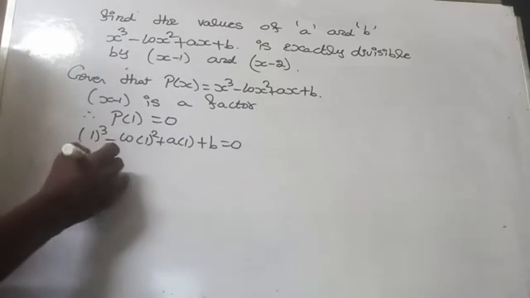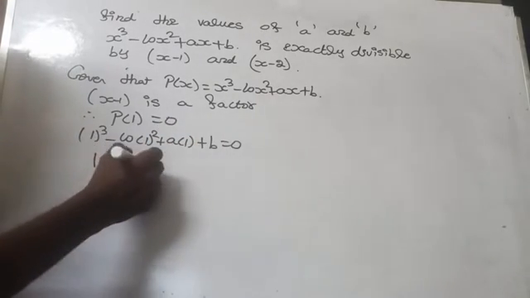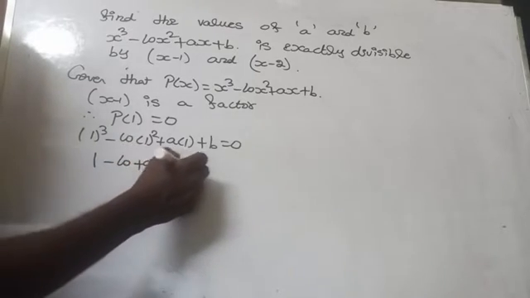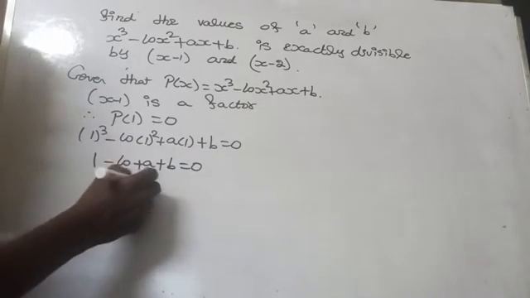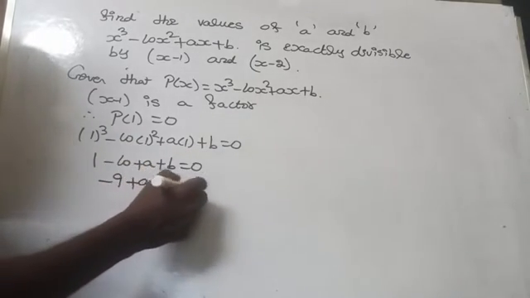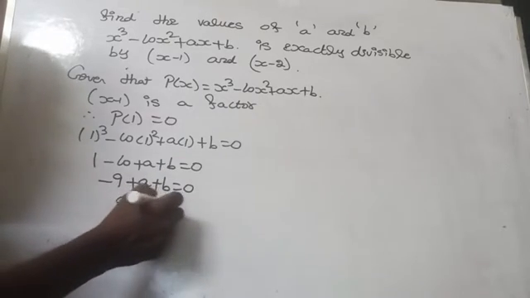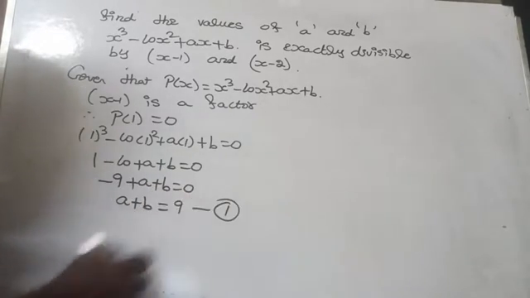So it's nothing but 1 minus 10 into 1, which is 10, plus a plus b equals 0. So 1 minus 10 is minus 9 plus a plus b equals 0. Therefore a plus b equals minus 9, which becomes plus 9. Let it be equation number 1.